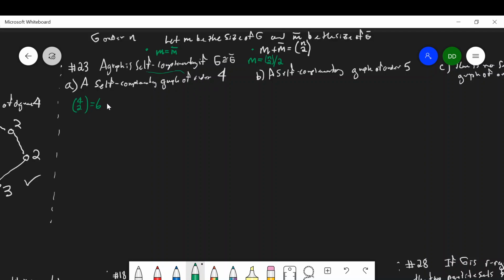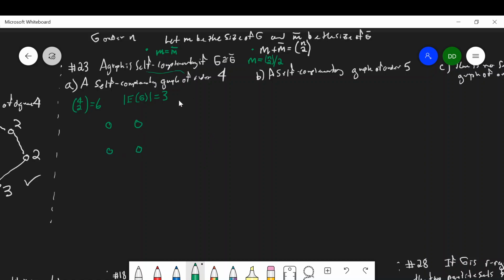So if we have a self-complementary graph of order 4, 4 choose 2 is 6, and so what this is saying is I should have 3 edges. So we know now that the number of edges in G must be 3, and it's only on 4 vertices, so I'll go ahead and plop 4 vertices down.